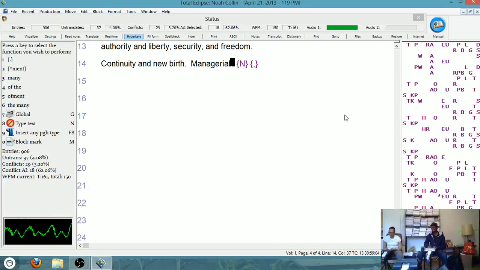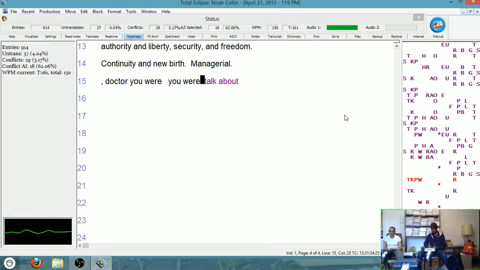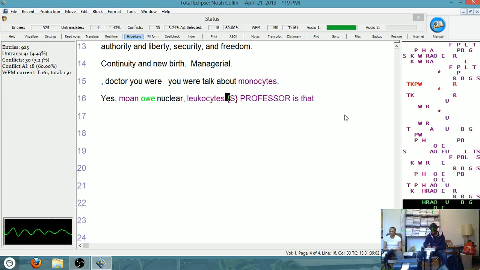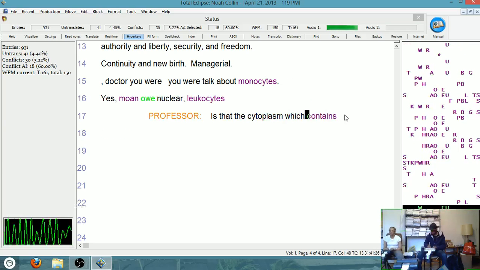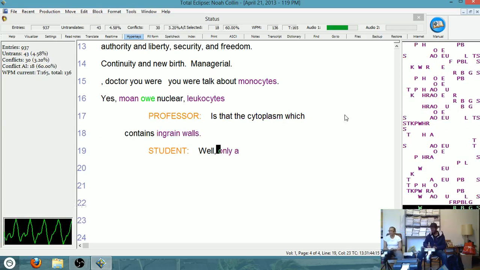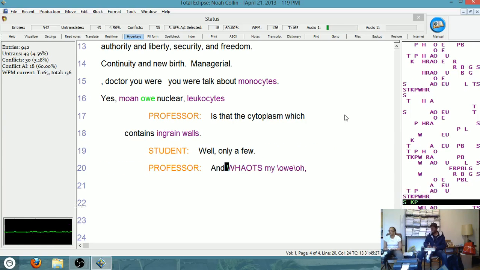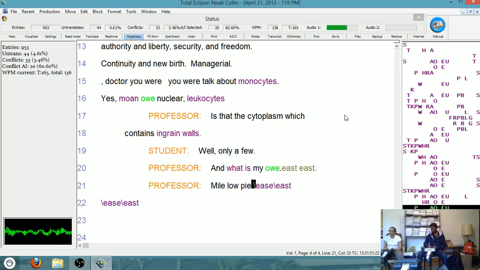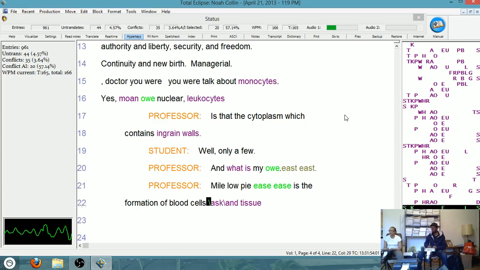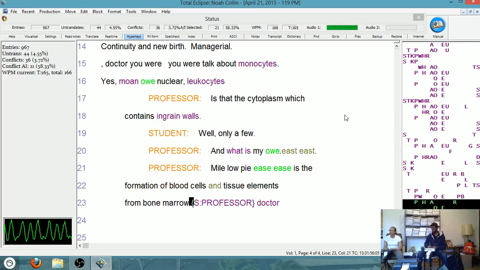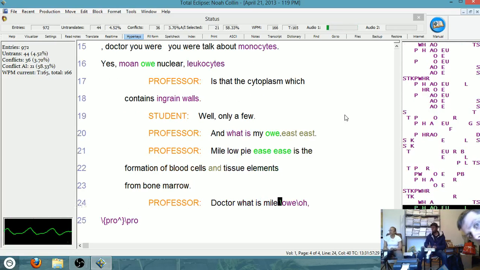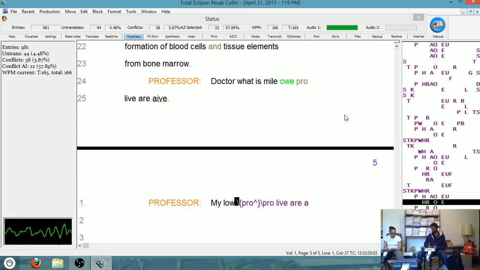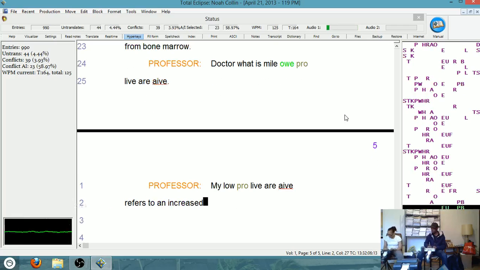Doctor, you were talking about monocytes? Yes, mononuclear leukocytes. Is that the cytoplasm which contains no granules? Well, only a few. And what is myelopoiesis? Myelopoiesis is the formation of blood cells and tissue elements from bone marrow. Doctor, what is myeloproliferative? Myeloproliferative refers to an increased production of myelopoietic cells and tissue.